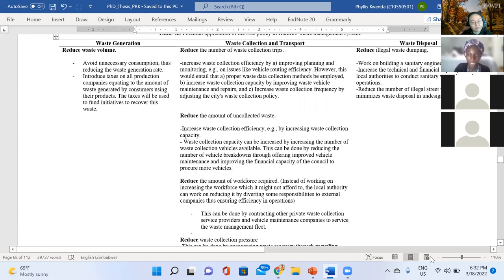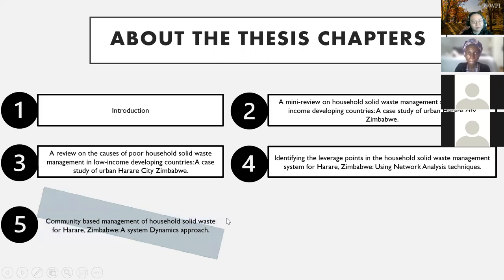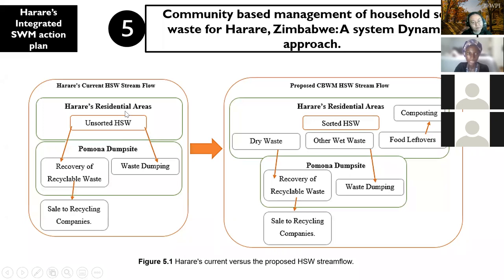So that is what fed into the next chapter, which is the assessment of this community-based management program for Harare. This is the current household solid waste stream flow in Harare, where we have unsorted waste. Most of the waste is not collected; it remains in the residential areas and is mostly illegally dumped by the residents. But the waste that is collected is put at the Pomona dump site, where most of the recovery occurs, and then the remaining waste just lies there.